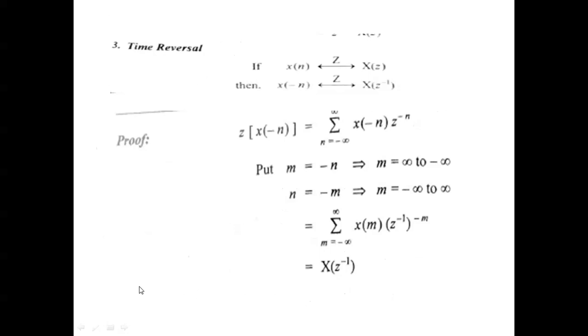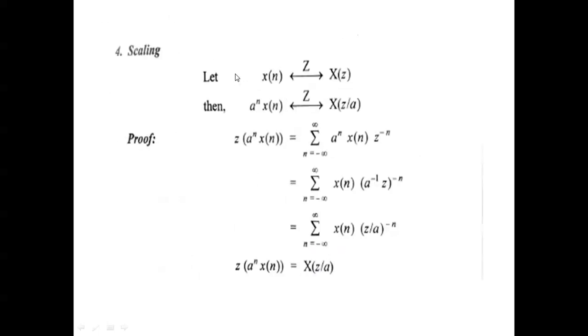And the time reversal concept is another property of Z transform. So x of n corresponds to X of z, and x of minus n corresponds to X of z inverse. This is the way time reversal is stated. We apply the formula for Z transform, and finally we get the same value X of z inverse. So that is proved.